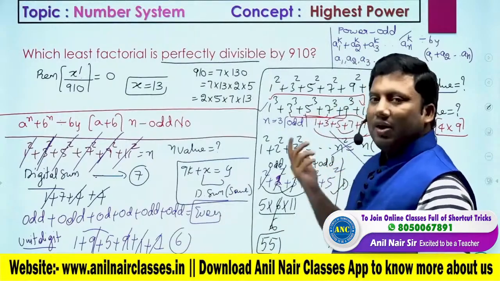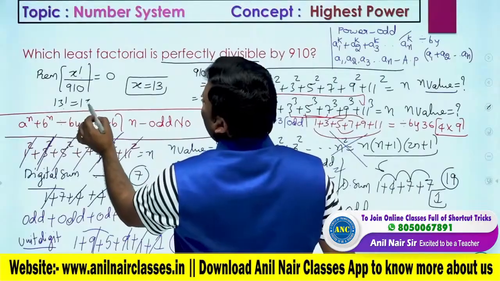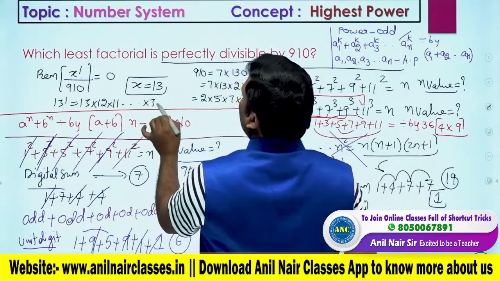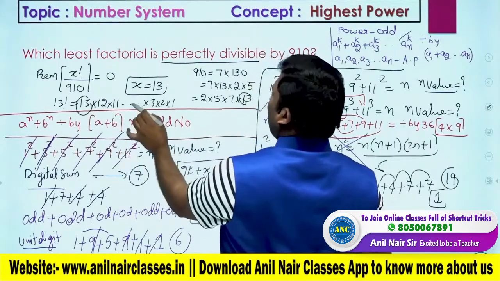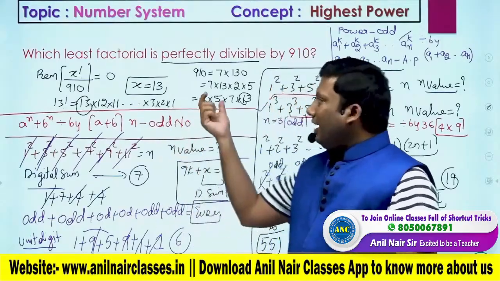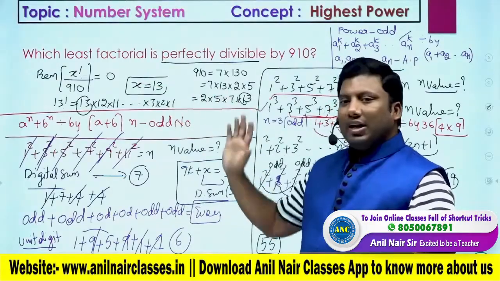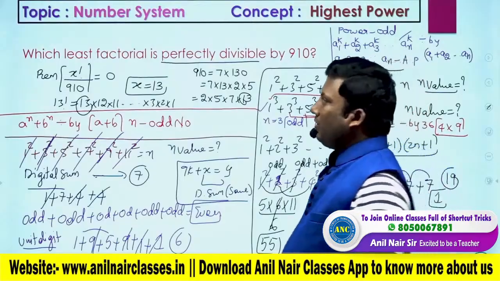X is 13. When you are writing 13 factorial, all the numbers will come from 13 to 1: 13, 12, 11 and so on up to 3 into 2 into 1. 13 will come, 7 will come, 5 will come and 2 will come. Only take the highest prime number and attach that factorial. 13 factorial. Is the idea clear? We will do some more questions based upon this one.